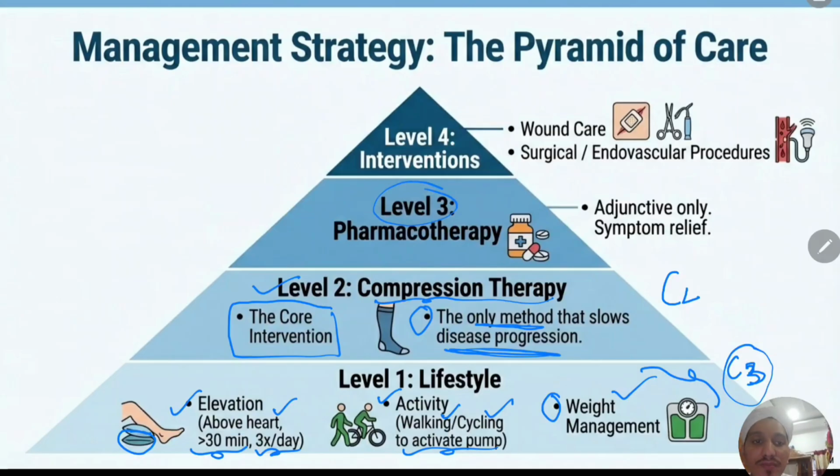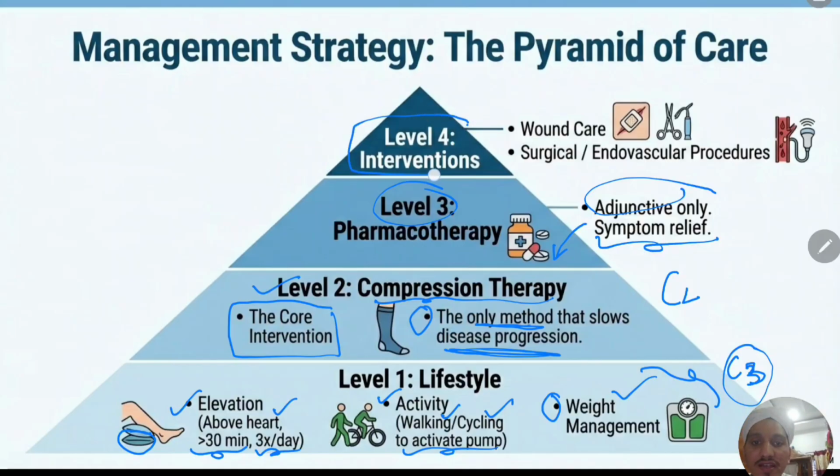Level 3 is you can use some drugs as adjuncts only. They are not a replacement for compression therapy. They provide just symptomatic relief and they do not halt the progression of the disease. So the main therapy is the compression therapy. These can be used as adjuncts.